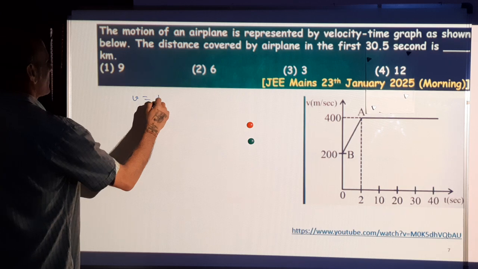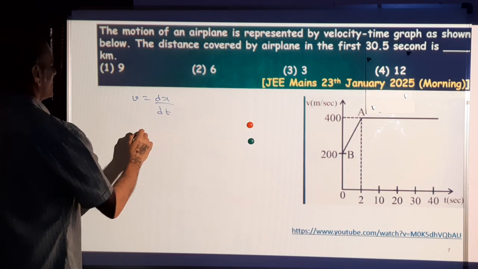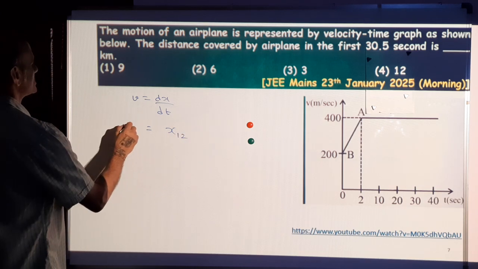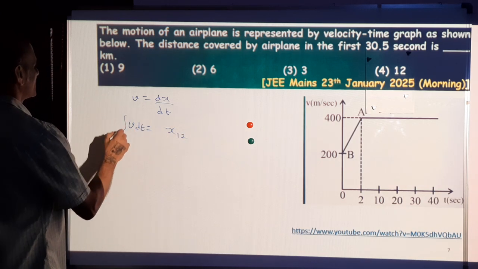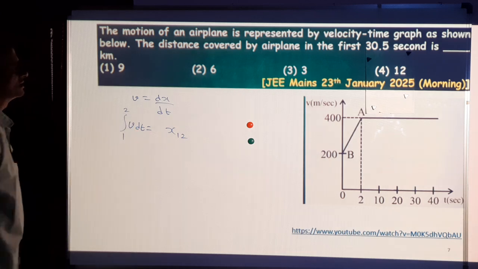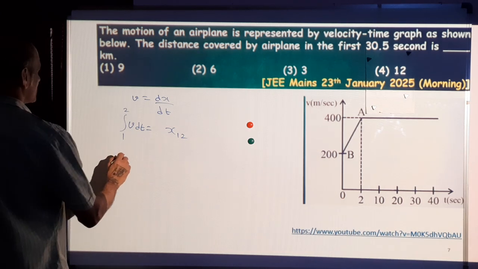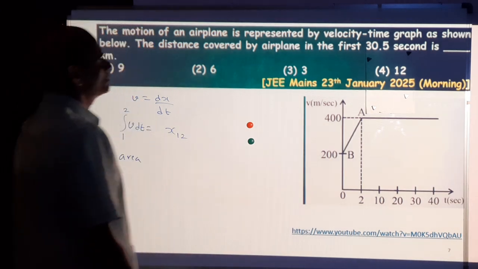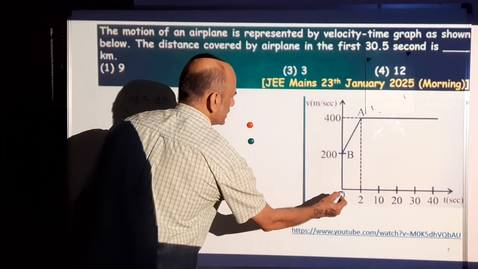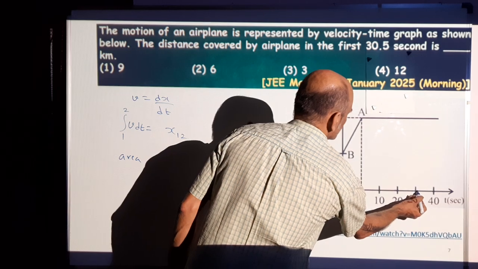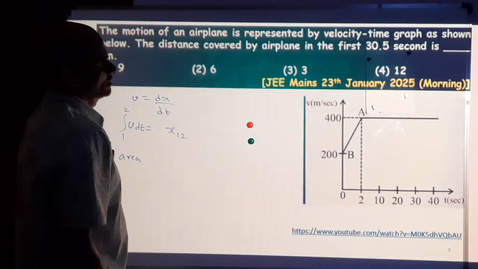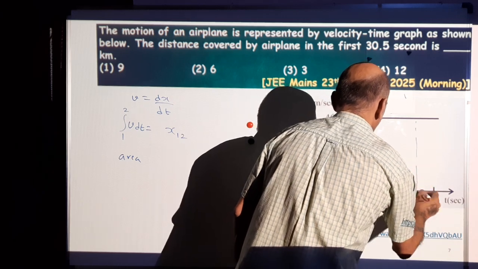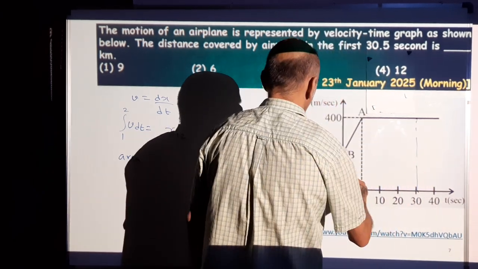So velocity is dx by dt. So from this you'll get x. So between the interval t1 to t2, it is the integral of v dt, which is nothing but the area under the curve. Here the time interval is the first 30.5 seconds. That means from t equal to 0 to 30.5, somewhere here. So this area should be found out.